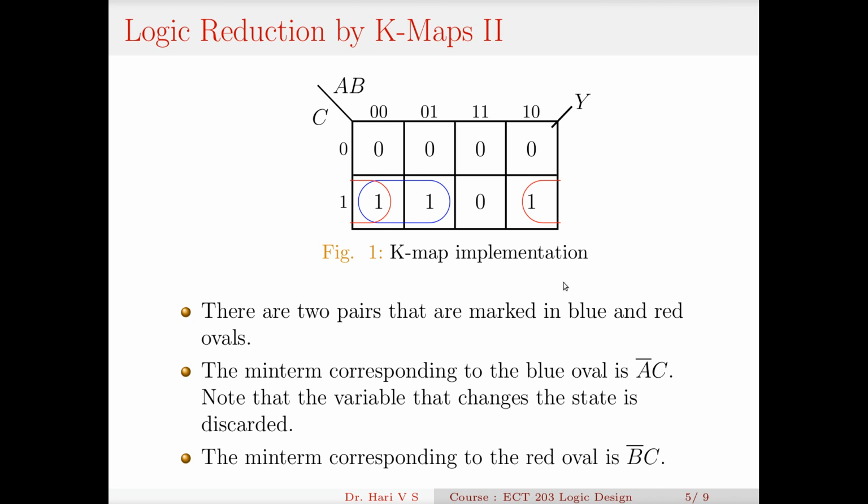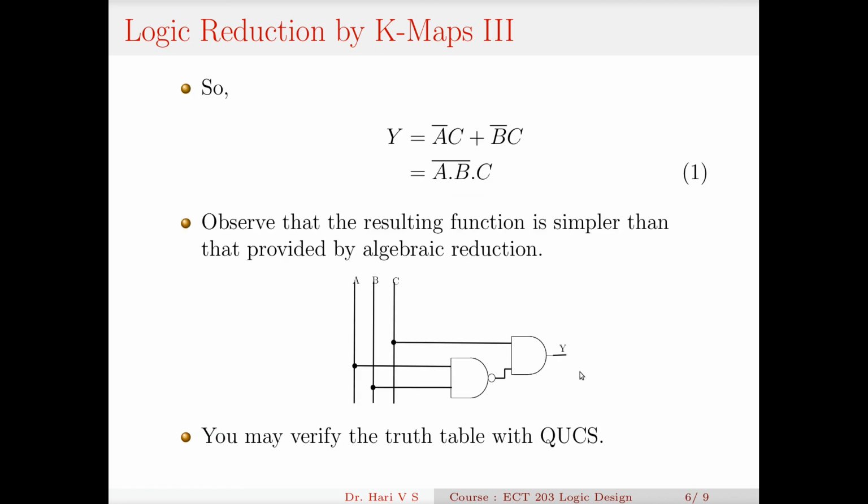So Y should be, no other ones are there, all ones are covered in this. If a 1 comes as a lone member, that corresponding minterm should be written. Here all ones are taken care of. Once a 1 is taken care of, you don't have to take it into consideration again. So here there are only 2 terms, that is A bar C or B bar C.